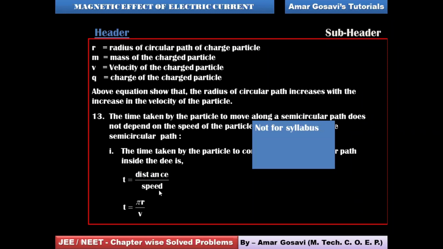But then you can put this as pi r, not 2 pi r, because it's a semicircular path, divided by v. Before I substitute the value for v, we will substitute the value for r in terms of v, and that will nullify the value of v. And that's why they say it's not dependent on the speed. Let's have a look at that equation. Quickly make a note of it before we proceed further.